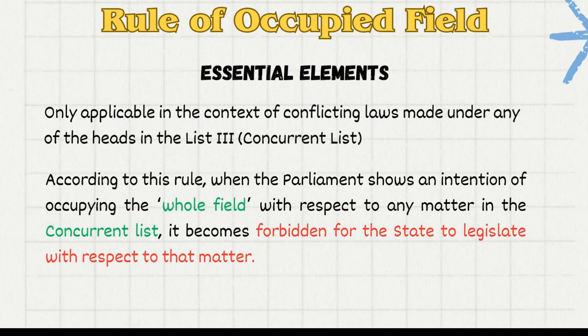First and foremost, this rule is only applicable in the case of conflicting laws made under the concurrent list. According to this rule, when the Parliament shows an intention of occupying the whole field or the entire field with respect to any matter in the concurrent list, it becomes forbidden for the state legislature to legislate with respect to that matter.